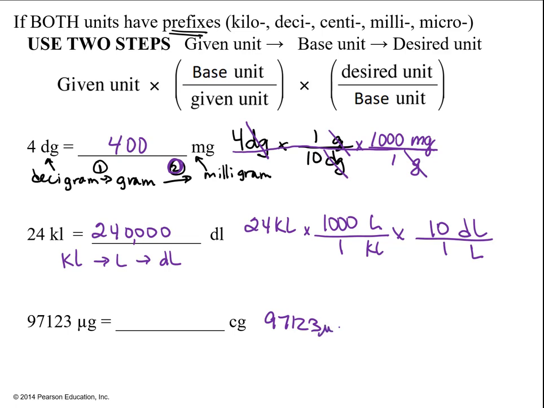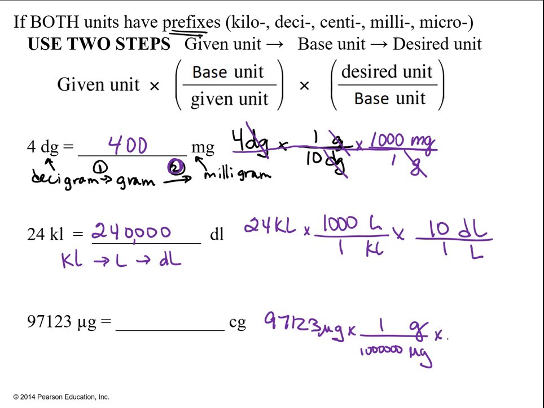97,123 micrograms times in a line. Where are you going to go first? Micrograms on the bottom and grams on the top. When you see micro, what does it get? A million. And a one on the top of grams. So one's going to have a number, the other one's going to be a one, right? Because we're saying how they're equal.